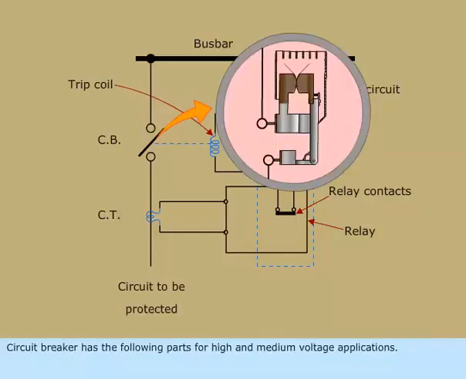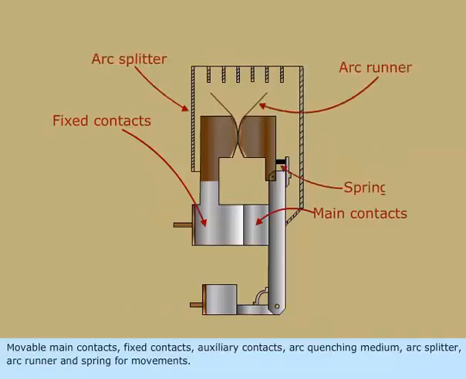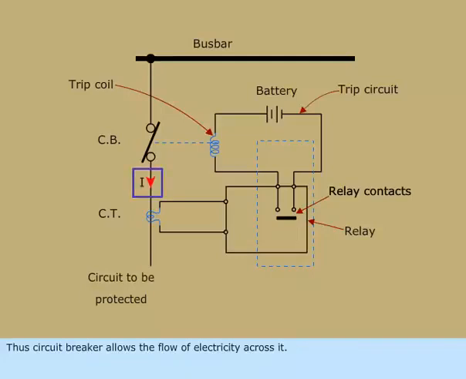Circuit breaker has the following parts for high and medium voltage applications: movable main contacts, fixed contacts, auxiliary contacts, arc quenching medium, arc splitter, arc runner, and spring for movements. Under normal operation condition, the circuit breaker contacts will be in closed condition. Thus, circuit breaker allows the flow of electricity across it.